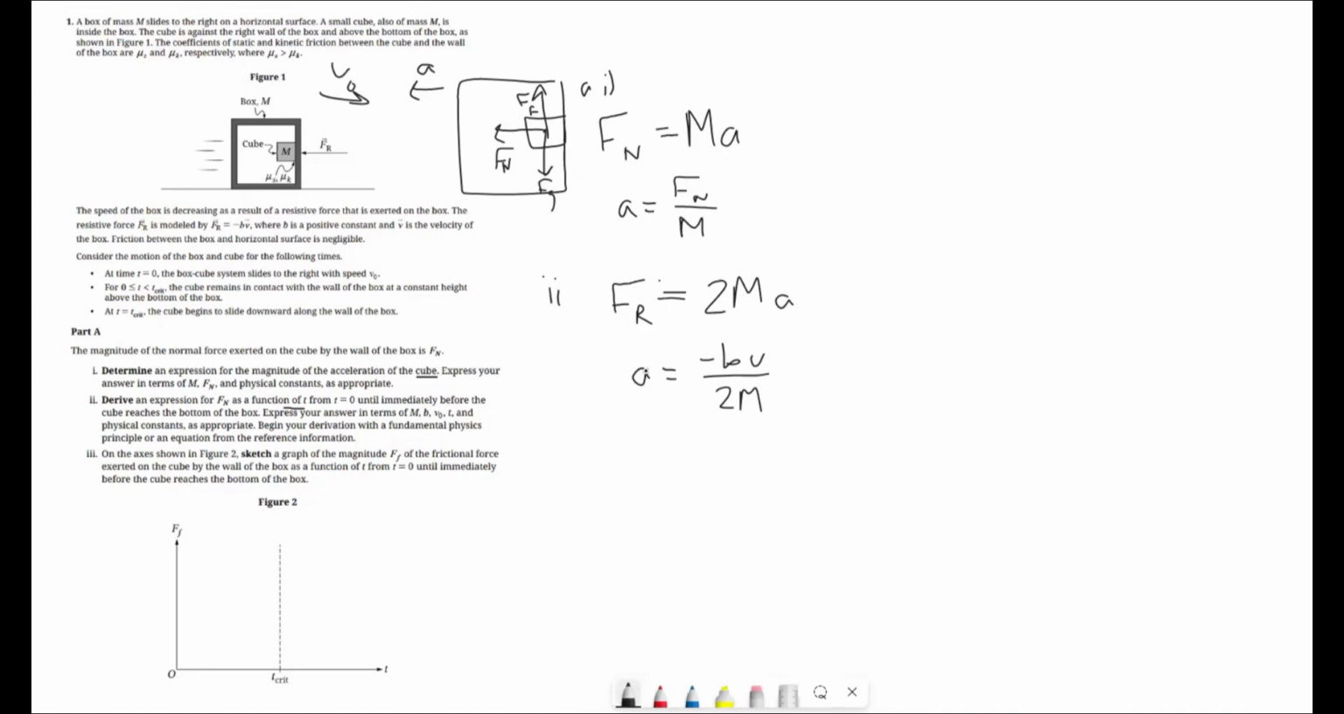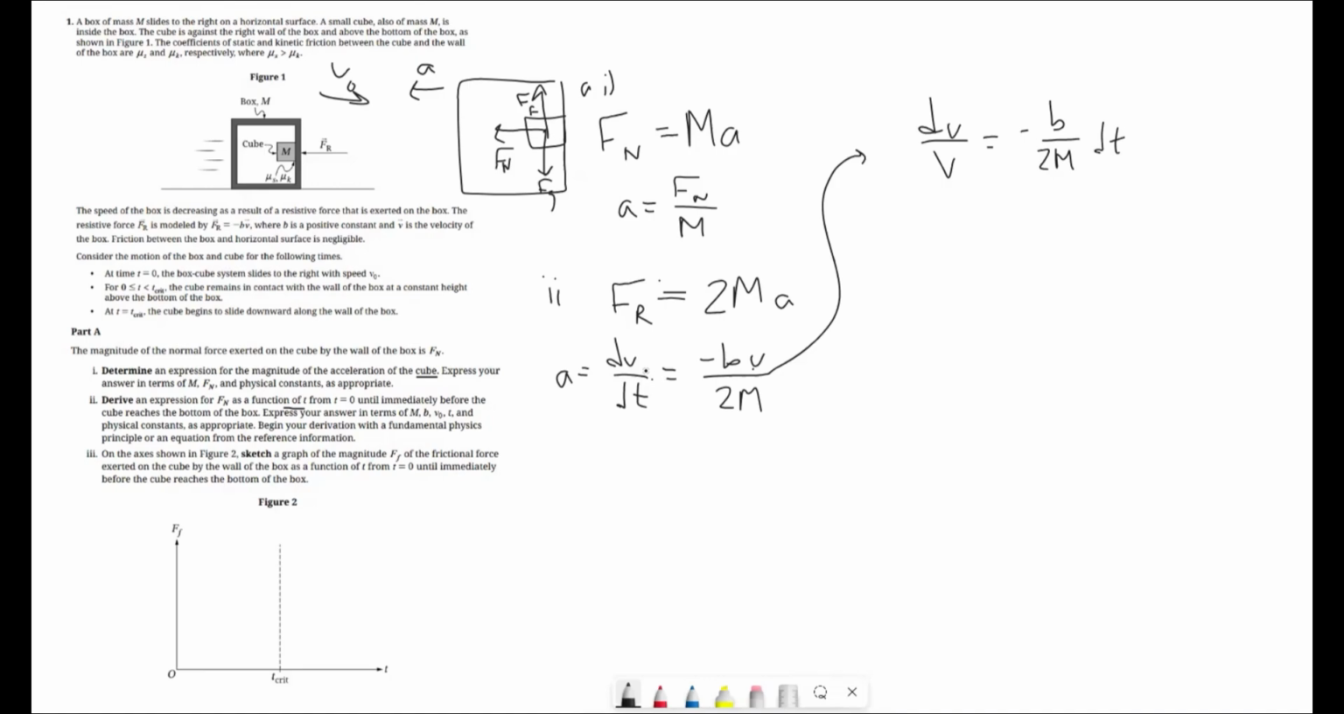Well, one thing we can recognize is that acceleration is the derivative of velocity with respect to time. So we're going to rewrite acceleration and say that acceleration is dv dt equals negative bv over 2m. From here, we recognize we have a differential equation we can solve. We want to separate our variables. We're going to divide v from the right side to the left side and then multiply dt over to the right side. So we have dv over v equals negative b over 2m times dt.